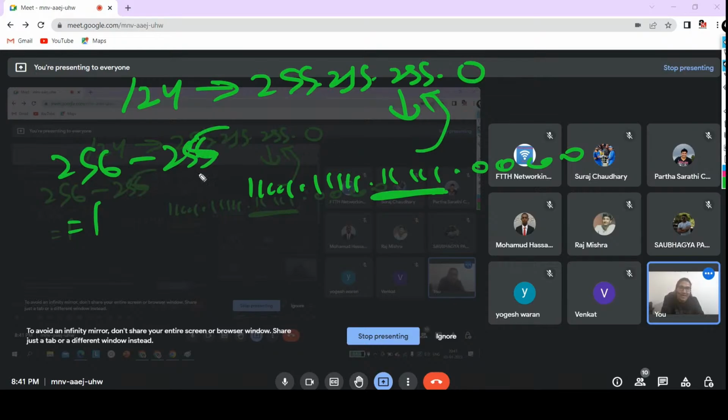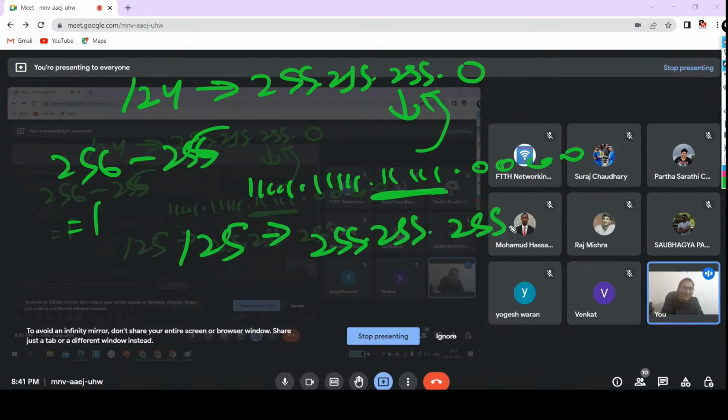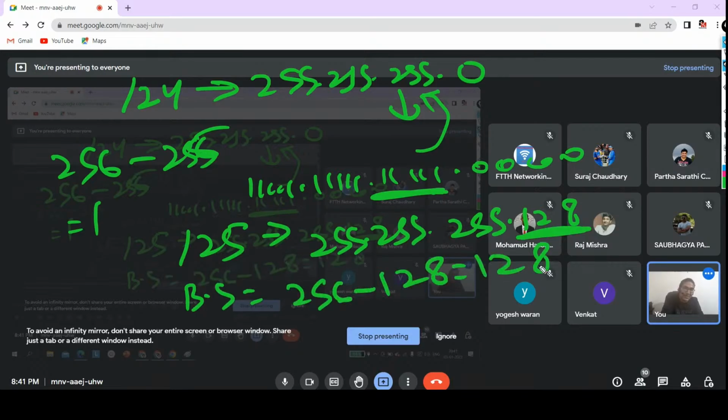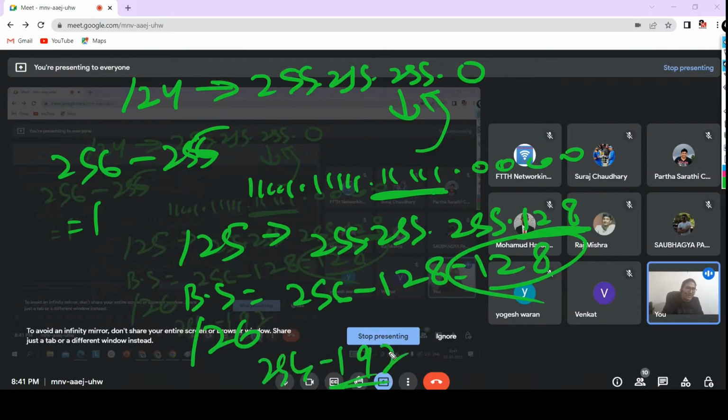If I am using /25, the subnet mask will be 255.255.255.128. Here you can see the last one is present in the fourth octet, right? So block size for /25 will be what? 256 minus 128, that will be 128. In the same way, block size for /26 will be 256 minus 192, because 192 is the subnet mask of the octet where the last one is present.